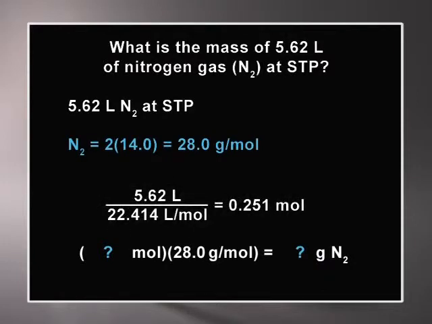I have 5.62 liters of nitrogen, which is less than a mole. 5.62 liters divided by 22.414 liters per mole means that I have 0.251 moles of nitrogen gas. Nitrogen gas weighs 28 grams per mole, so if 1 mole weighs 28 grams, then 0.251 moles will weigh 0.251 of 28, or about 7.03 grams.